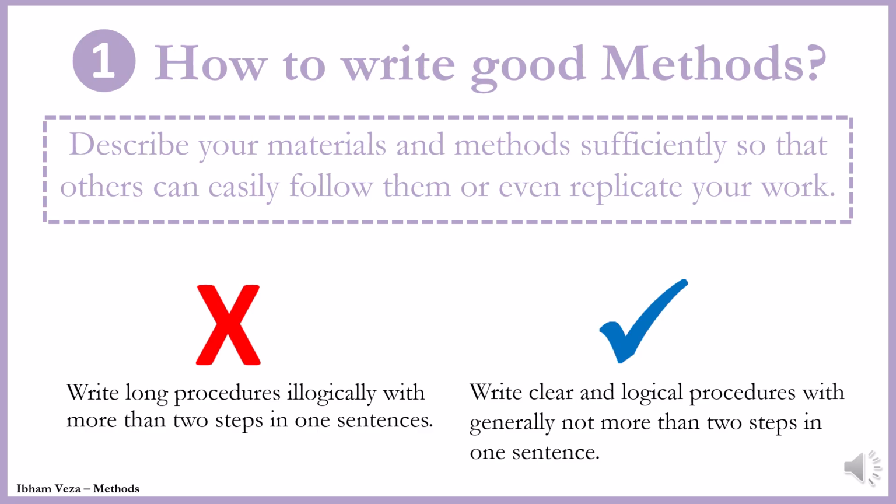1. Make your methods clear and replicable. Your methods section should be crystal clear, written so anyone could follow or replicate your work without confusion. Avoid cramming multiple steps into one sentence. Long, messy instructions make your research hard to follow. Instead, write clear, logical steps, generally no more than 2 actions per sentence. Think like a recipe. Easy-to-follow instructions make your work look professional and trustworthy.